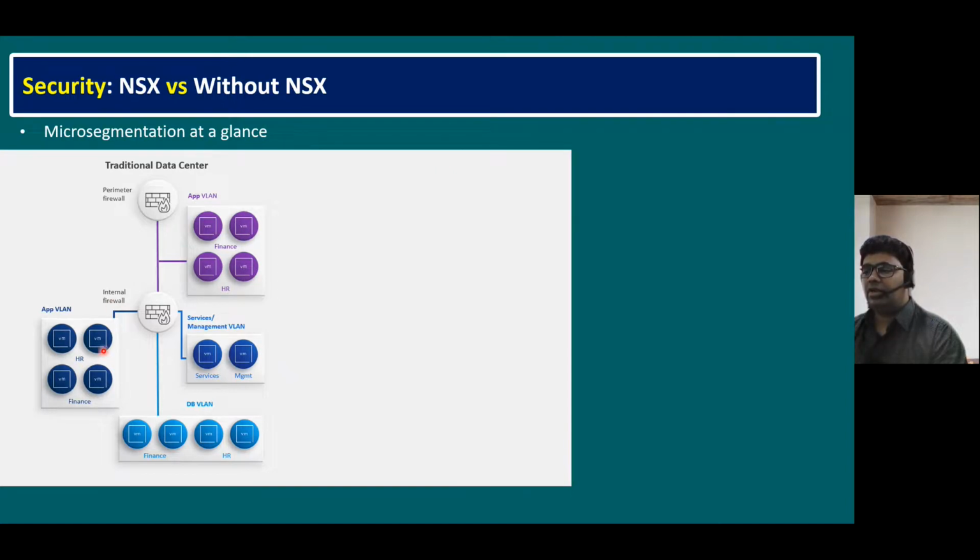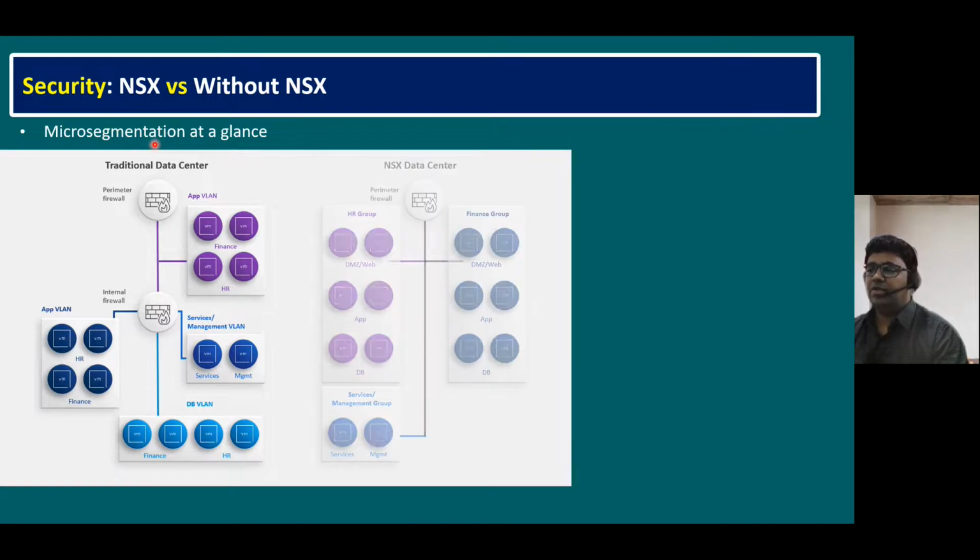And the internal firewall is also available for the services management VLAN and the DB VLAN. We have two departments, the finance team and the HR team. But the firewalls are not for an individual VM. It's available centrally for all your workloads. That is in a traditional data center. But when it comes to NSX, the key part is micro segmentation. So we can implement the security at each individual layer.